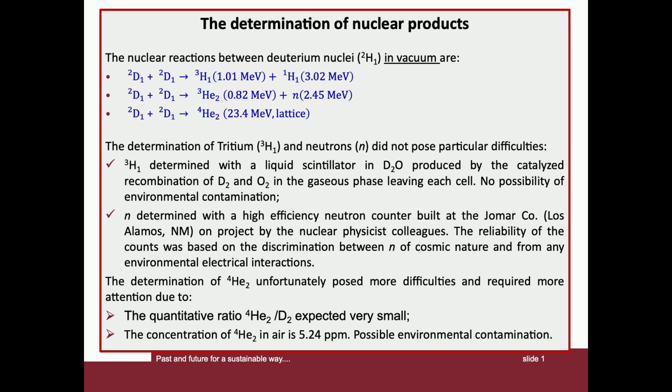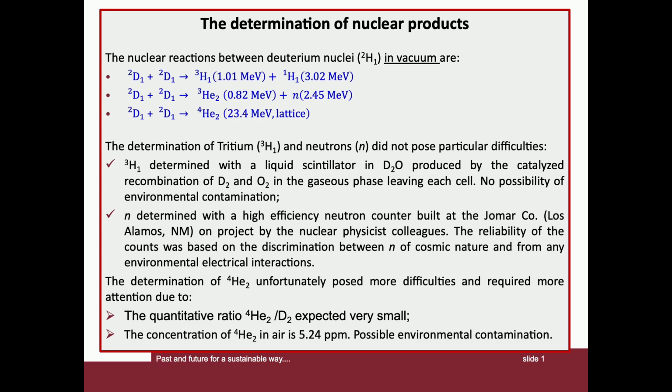Neutrons were determined with a high-efficiency neutron counter built at the Jomar Corporation of Los Alamos, on a project by the nuclear physicists' colleagues. The reliability of the counts was based on the discrimination between neutrons of cosmic nature and any environmental electrical interactions.